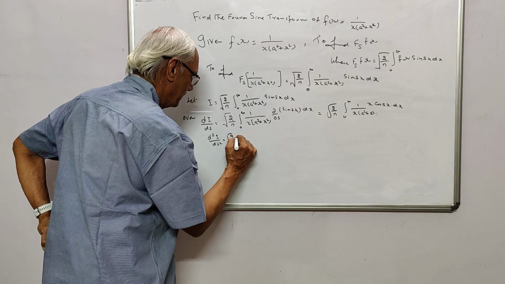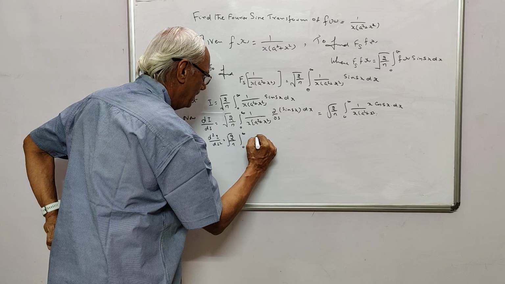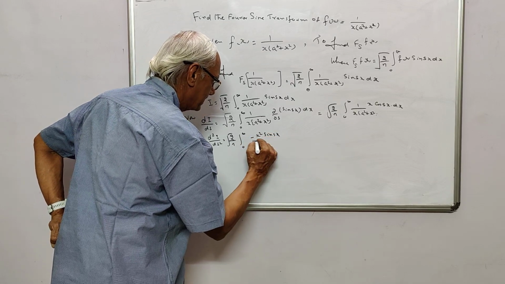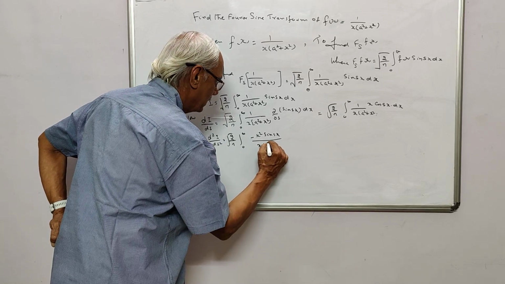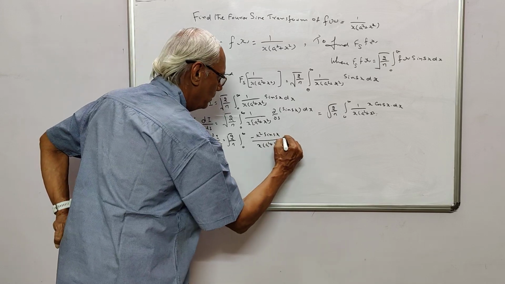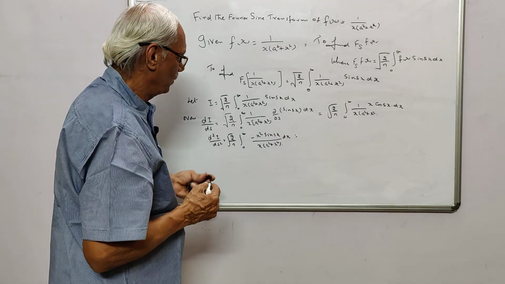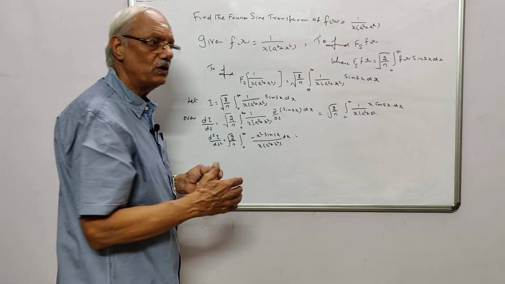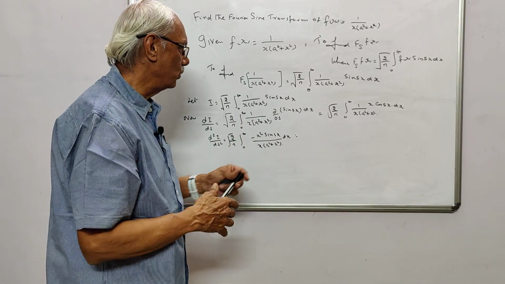2 by pi, integral from 0 to infinity of minus x squared sine sx divided by x into a squared plus x squared dx. So this is what you get. Do not cancel or do anything, because you will not be able to find this. I am going to approach in a different way in order to get the result. So this is what you get.